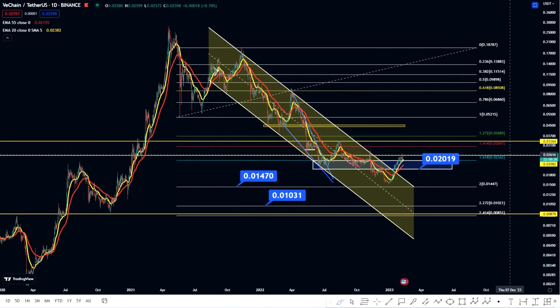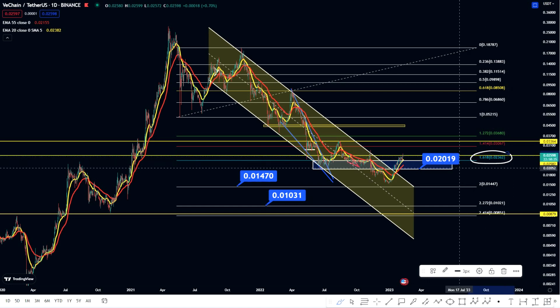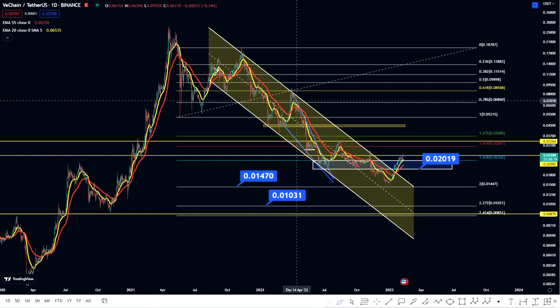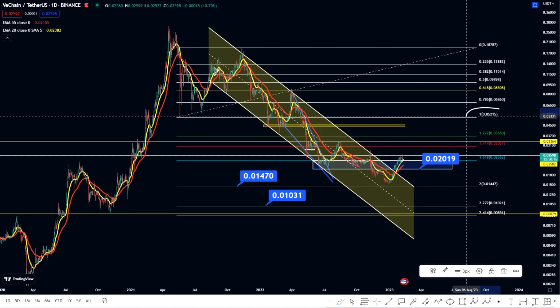So our technical target was the 1.618 at 0.02362 cents. The 1.618 Fibonacci level is typically your technical target after you start losing or breaking above the first level, depending on the way your fib is set up.